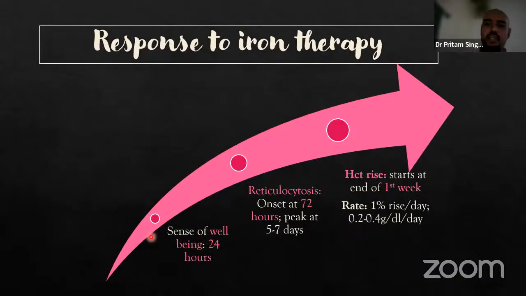So once you start treating with iron, typically the sense of well-being comes within the first 24 hours. Reticulocyte response comes within 72 hours, and by the first week approximately it peaks, and the hematocrit starts rising by the first week, and the rate of hemoglobin rise is typically 1% per day. That is approximately what has been said, that 1 gram rise should happen by the end of 1 month. At least that response should have happened. Otherwise, it is called inadequate response. So that's the trajectory in which the clinical and laboratory response comes once you have started treating with iron.